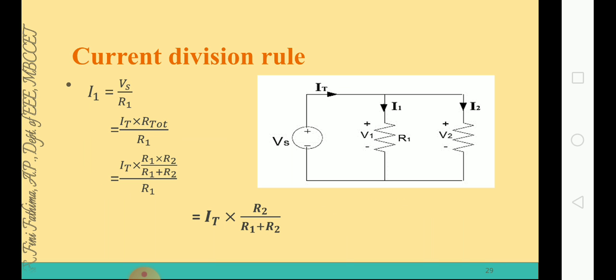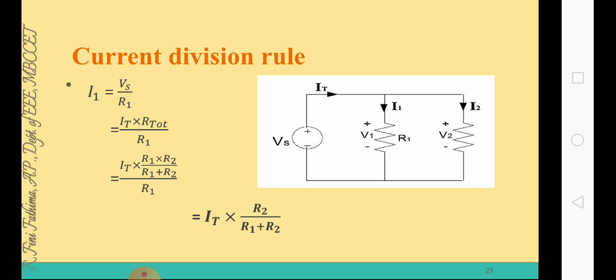Next, what we have to study is the current division rule. We know that in a parallel circuit, the potential across the parallel paths is equal, but the current in the different paths is different. Why does it happen? Because the voltage across each of the parallel paths is the same, but the value of the resistance in each parallel path is different, so the current I is equal to V by R. V is the same, but R1, R2, R3, etc. are different, so we have different currents.